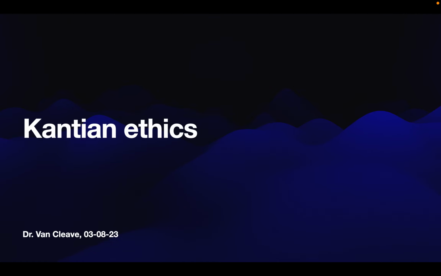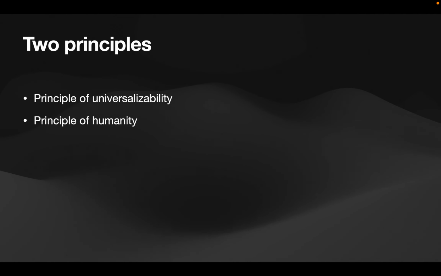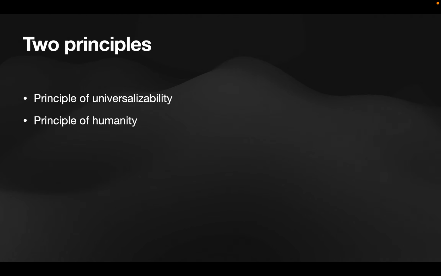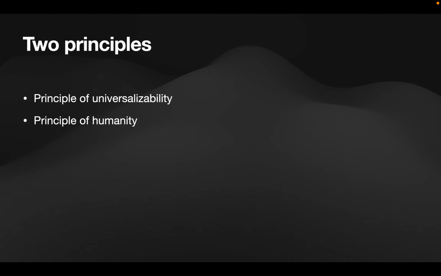I'm going to do a short introduction to Kantian ethics. So we're going to look at two different principles that come out of Immanuel Kant's writing, the principle of universalizability and the principle of humanity. Kant thought that these principles ultimately were the same in the sense that they delivered the same answers to the question of whether an action is morally right or wrong. But we're going to treat them just as two different principles that might deliver different answers in different cases.